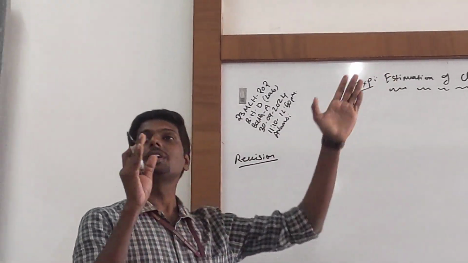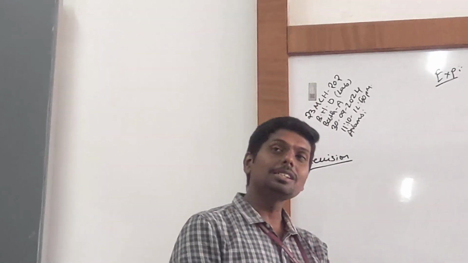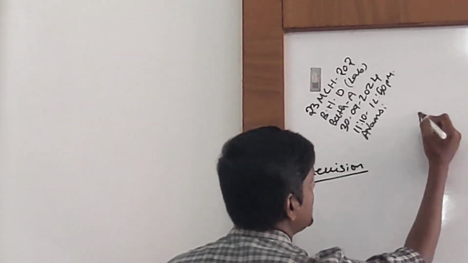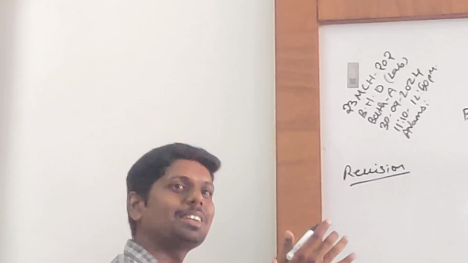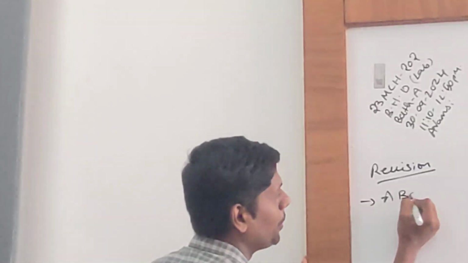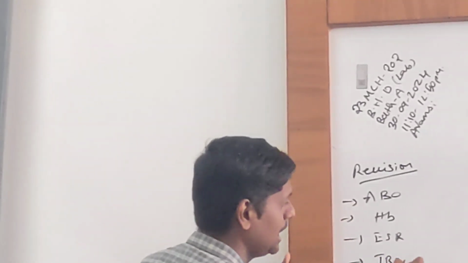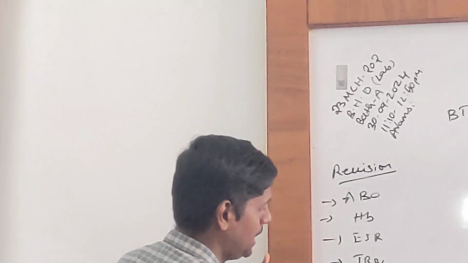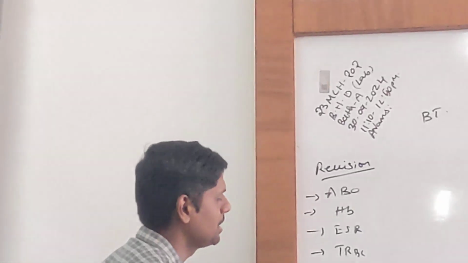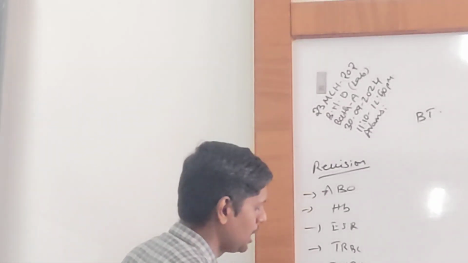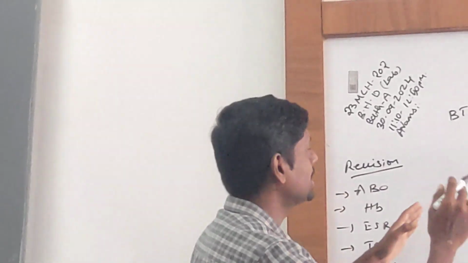So first of all, a quick recap. In the last lecture we discussed bleeding time. Quick revision also: how many tests have we finished so far? ABO grouping and HB estimation, ESR, then we finished the TRBC, TWBC, then DLC, then PDS as a test. Next, bleeding time. Now today we will discuss clotting time. So a quick revision.